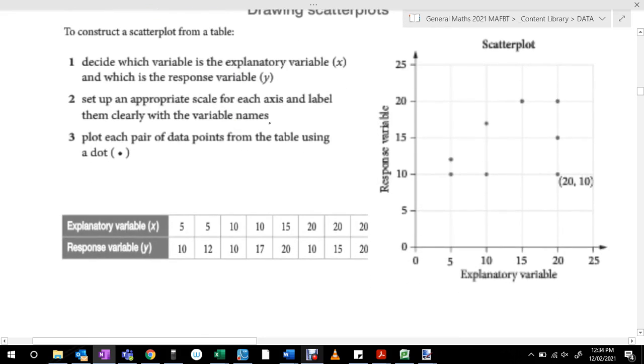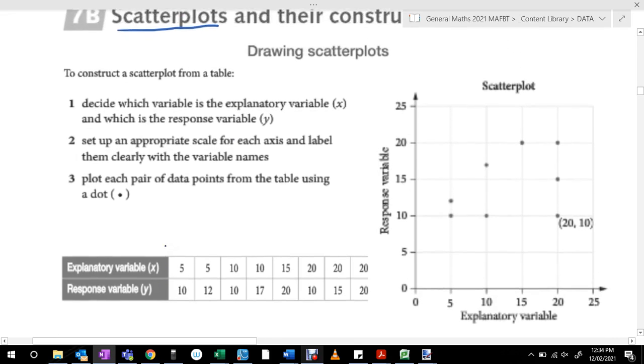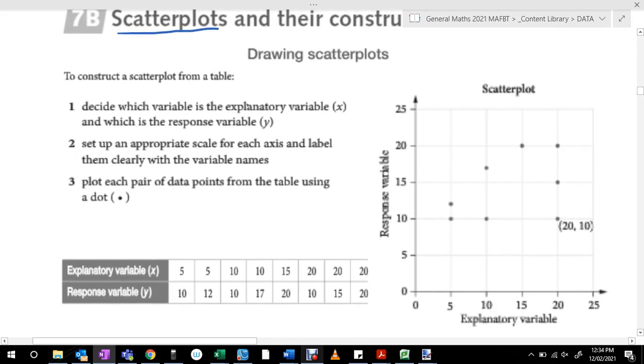And also remember, you've got your X and Y tables here. So to construct the scatter plot from a table, you need to decide which one is EV first and which one is RV. Very important. Which one is EV? Which one is RV? If you get them wrong, you're going to have the wrong plot. So understand which one is EV and RV, because that tells you where your X and where your Y is. Once you've done that, set up a scale for the x-axis and label them clearly.